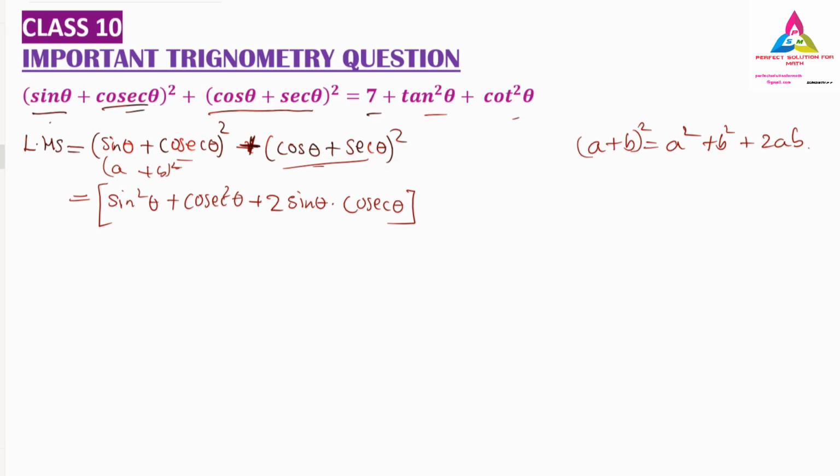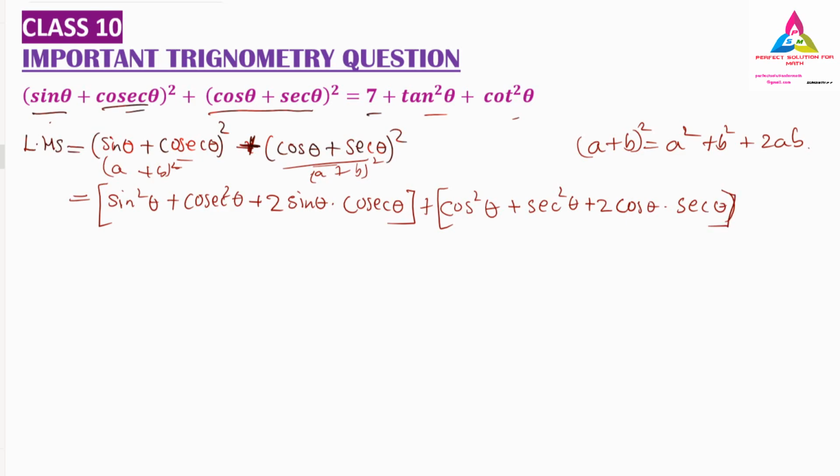The second half part is over here. The same thing we have to do over here. So here also the a plus b the whole square formula. It is nothing but cos square theta, a square, plus secant square theta, that is b square, plus 2 times cos theta into secant theta. So this is our final thing.